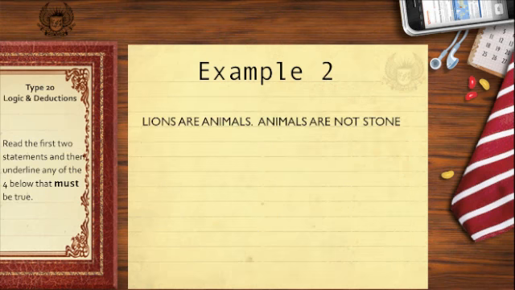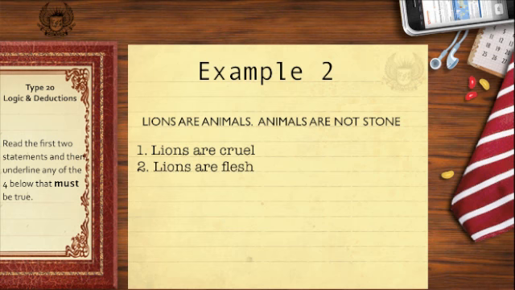Here's another example. Now this is a little bit simpler, but you must just use both statements, combine them and see which statements are true. So you read the first two statements and then underline any of the four that must be true. So lions are animals, animals are not stone. Two simple statements. So, lions are cruel. Well, nowhere in those first two statements is there cruelty mentioned, so that can't be true.